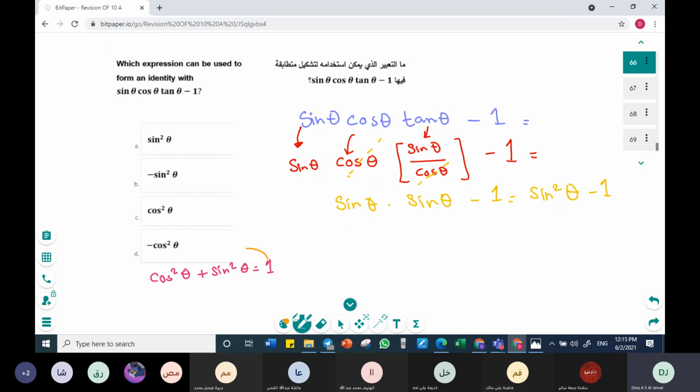That means he would like me to move the 1 inside and the cosine square to the outside, which will make it sine square theta minus 1 equal to minus cosine square theta. Pay attention, it's moving against each other, which will be giving you minus cosine square theta. This is really important. And the answer is D. Now, let's move to the other question.